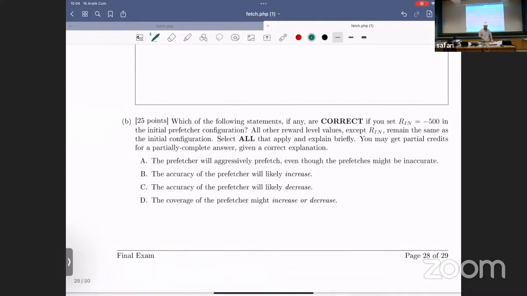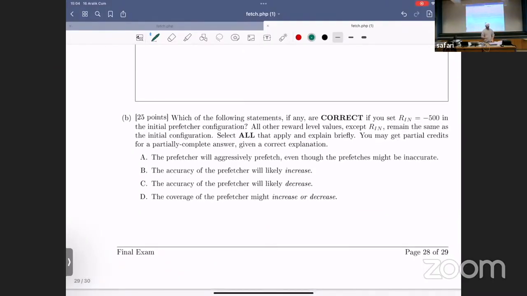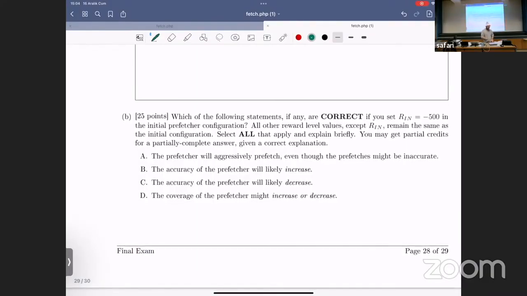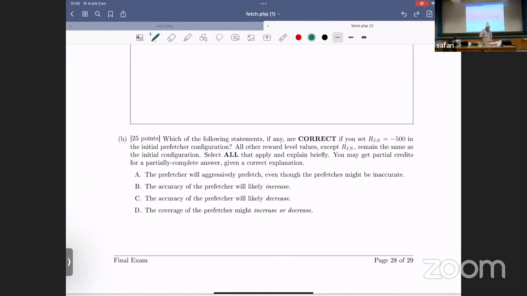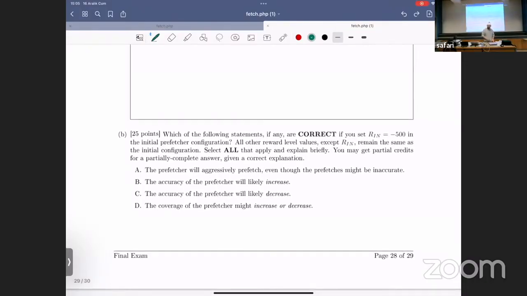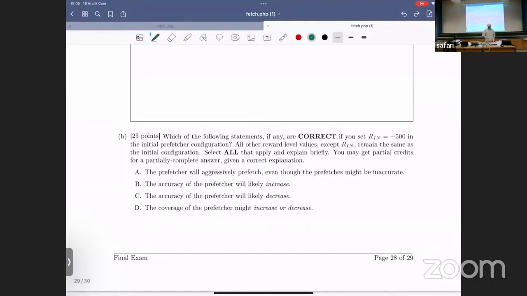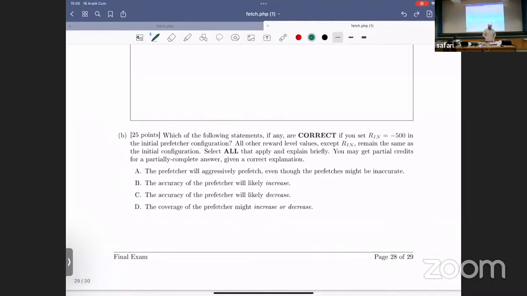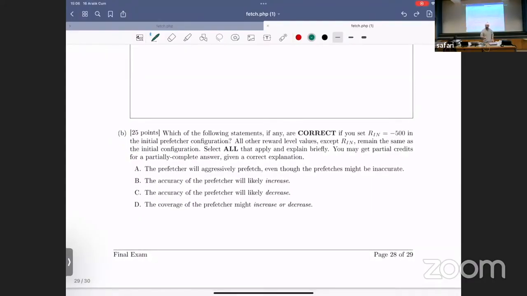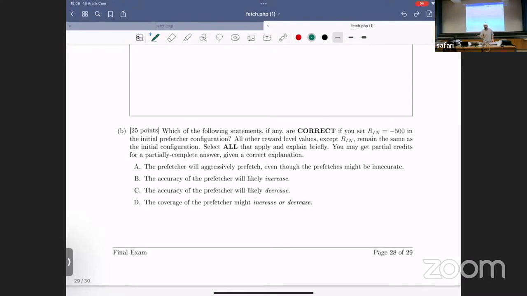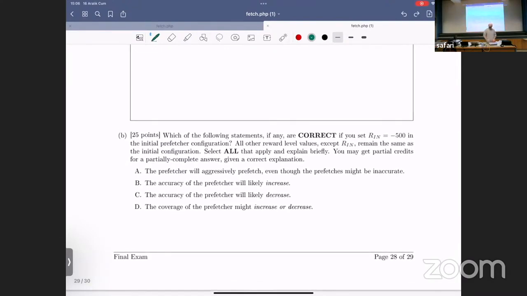The accuracy of the prefetcher will likely increase. Yes, the accuracy might increase because we're punishing inaccurate prefetching a lot. So B, the accuracy of the prefetcher will likely decrease. No, because we punish the inaccurate prefetches. There's no way that the accuracy will decrease. And the third one, the coverage of the prefetcher might increase or decrease. Are we sure about this? No. So it's possible. If we punish inaccurate prefetches, probably the prefetcher will learn to prefetch more accurately, right? There is a chance that the coverage might increase based on that or decrease. So again, the correct answers are B and D.